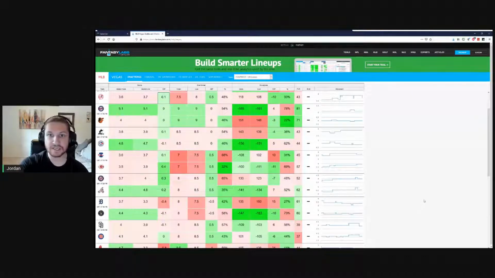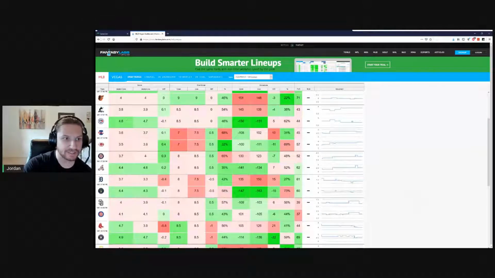Sometimes I'll take notes on these too, especially on a big slate, just so I can remember everything. Let's keep going. We'll get to some here in a second that I think are going to start to get pretty interesting.